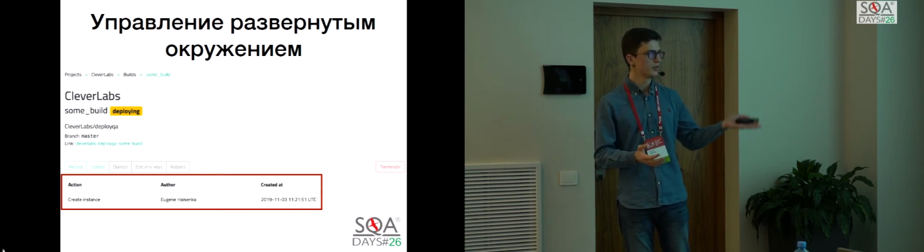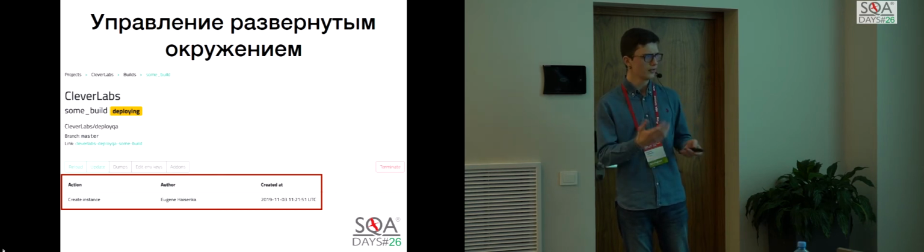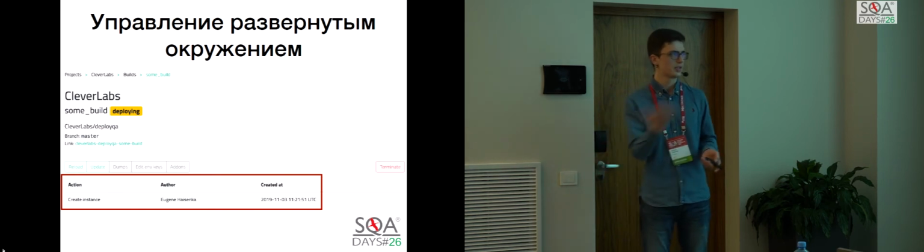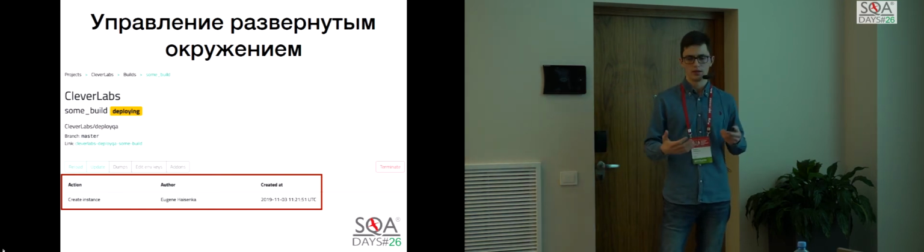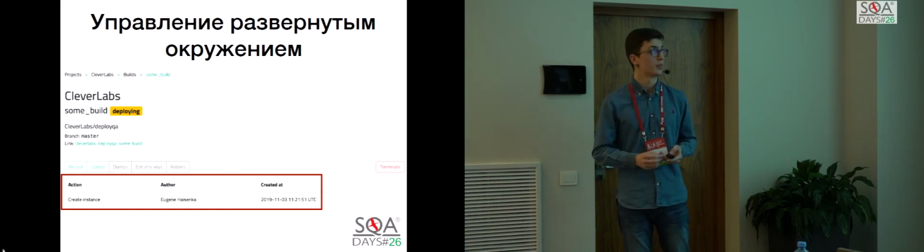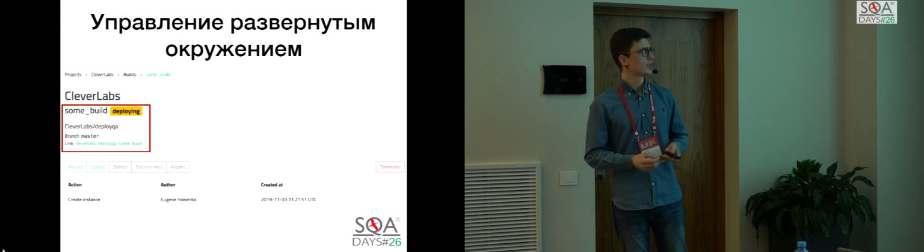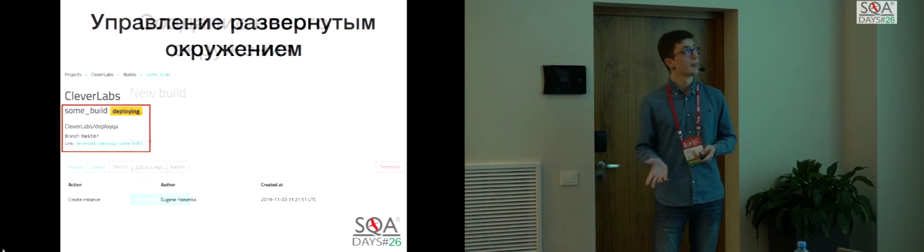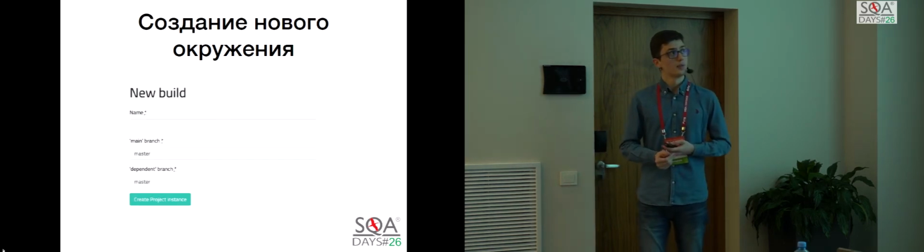Here you see the backlog of each action. It's logged in the table, indicating the author, who and when created it, and also the build log of the application. Everything that happened to it. And this is the description, the name, the Git branch, and a link to the application.